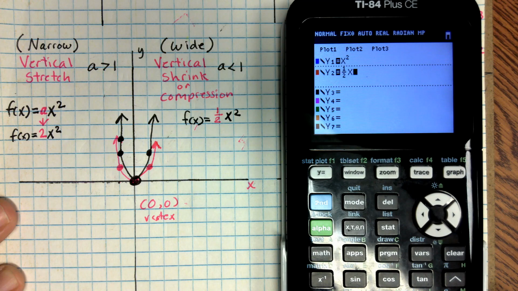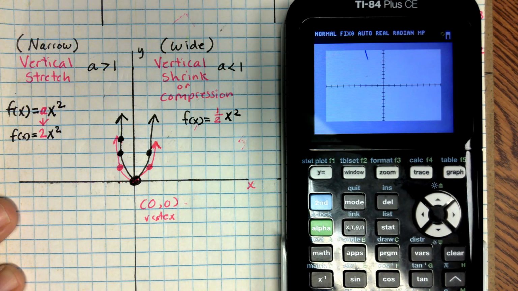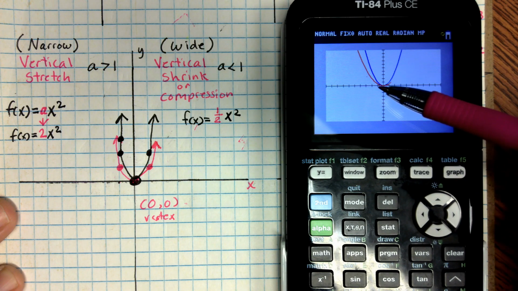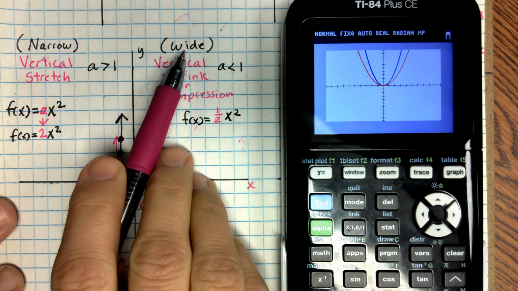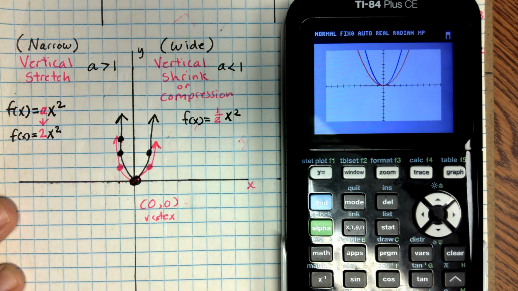And I'll put x squared. And I'm going to graph it. So you can see there's our original. And now here's the new graph. And if you look, you can see it's much wider. So we call that a widening of the graph. We also call that a shrink or a compression.